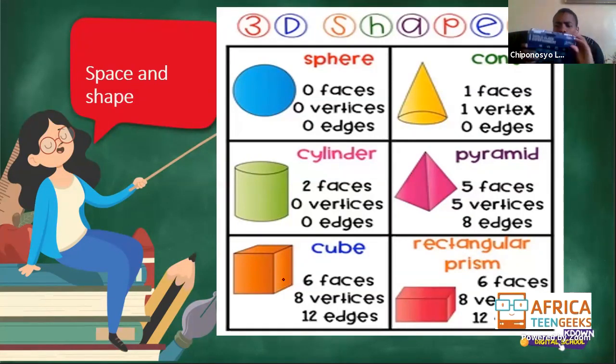If I look at my object over here, each rectangle in this rectangular prism or cuboid is a face. 1, 2, 3, 4, 5, 6. So each 2D shape in the 3D shape is what we call the face. Then it has 8 vertices, 8 corners, and 12 edges. As I said, where 2 faces meet is what we call an edge.